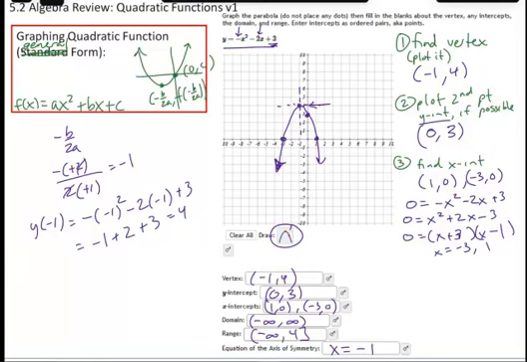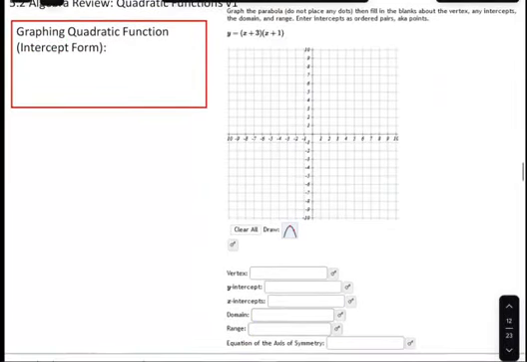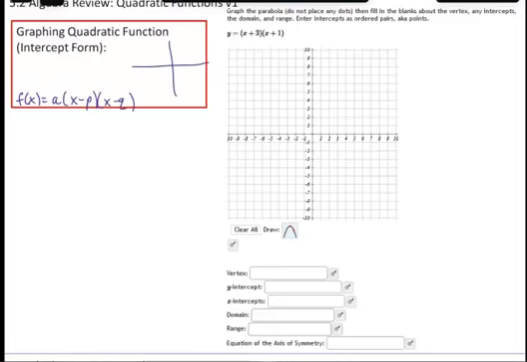All right, one last form, and that is the intercept form. So on the next slide, I want you to see if you can do the same thing, but with the intercept form. Can you find the answers to all of these elements and sketch your graph based on what you're given? And again, the intercept form is x minus p times x minus q. And here, the advantage is you see what these points are, the x-intercepts.